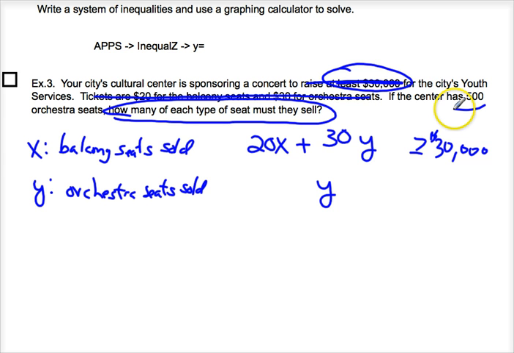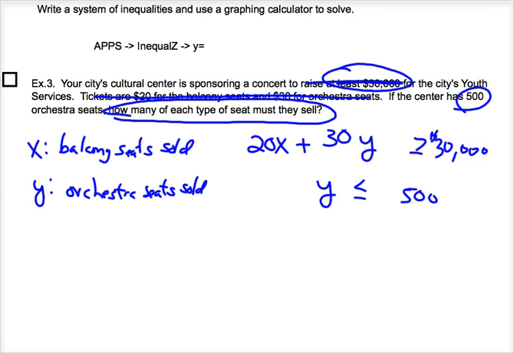So how many seats are there? There's 500. But y stands for the number sold. So we could sell 500, but it doesn't have to be 500. It could be less than or equal to 500. So these are the inequalities that we get based on the information they gave us.